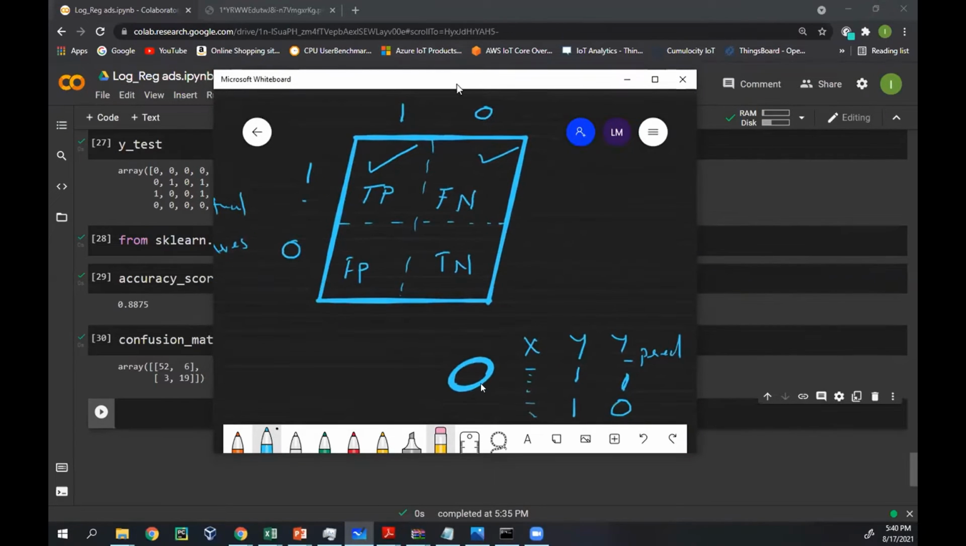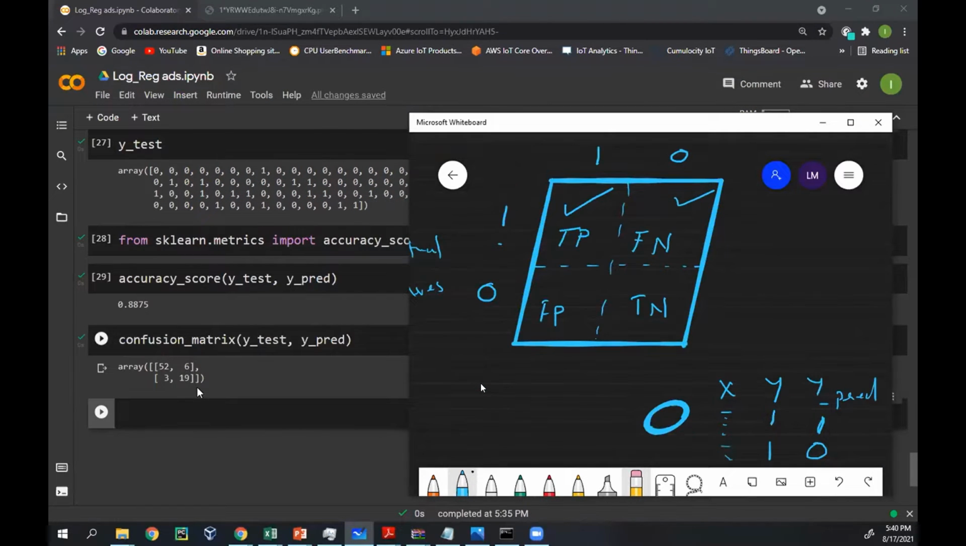Okay, so this is how it looks. Now, if you look into this, this is how it is. But for me, I don't know why it's reversed. For you guys, you might have 0 and 1 interchanged. So that means I have a positive 52 value here, where the people have actually purchased the car, and our model also predicted it to be positive.